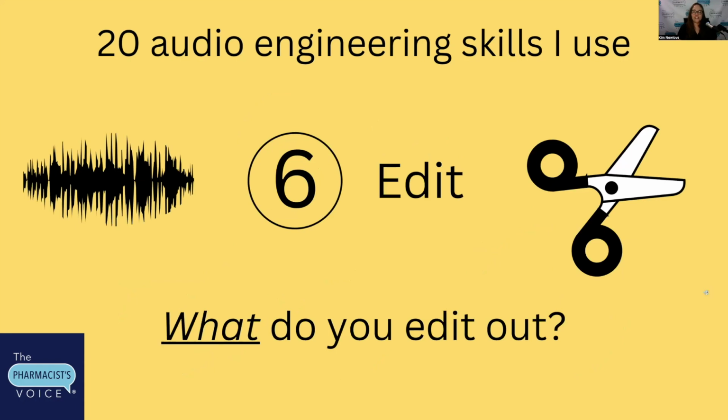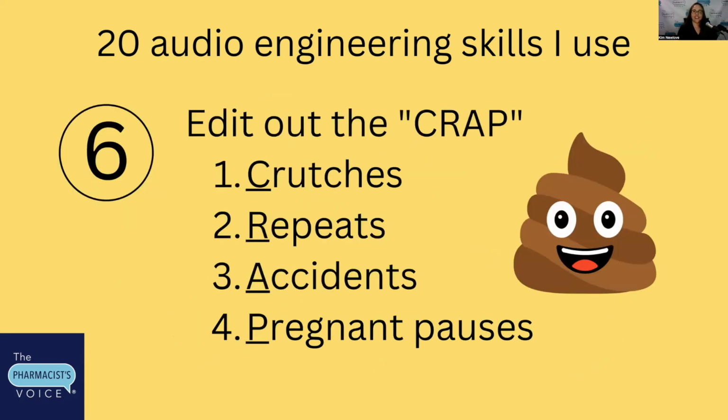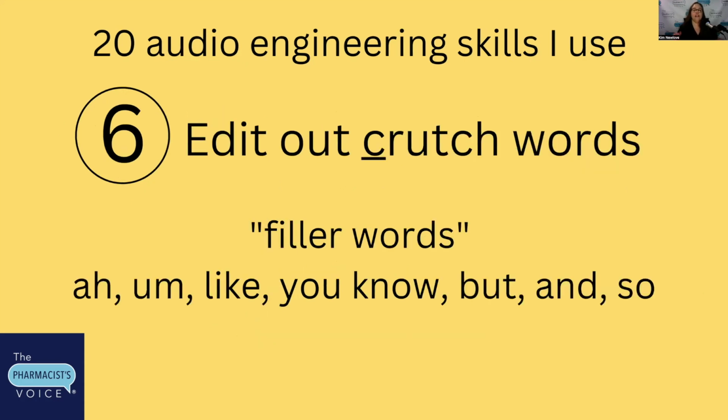Let's move on to number six, editing. One of the most important skills I have learned as an audio engineer for podcasting is editing. But you may be asking yourself, what do you edit? You have to edit out the crap. CRAP is an acronym standing for crutches, repeats, accidents, and pregnant pauses. You have to edit out the crap. Let's go through each of those one at a time.